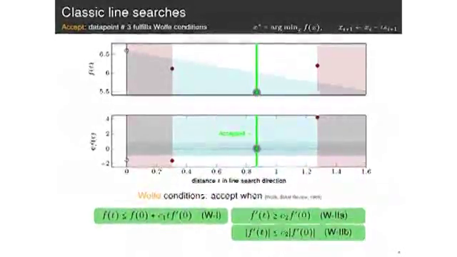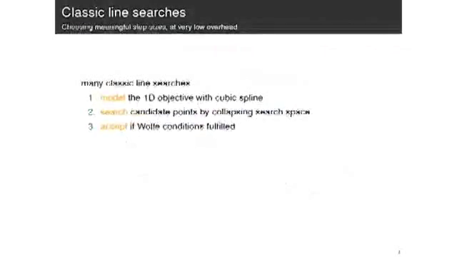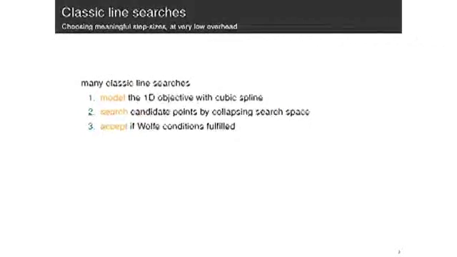All right, so in summary, many classic line searches model the one-dimensional objective with a cubic polynomial. The search for candidates is done by excluding complete regions and collapsing the search space. And points are only accepted if they fulfill the Wolfe conditions.